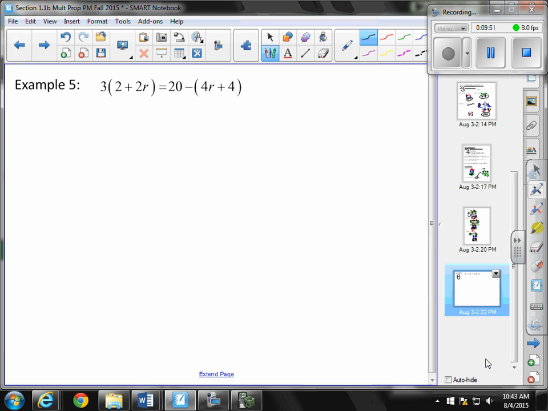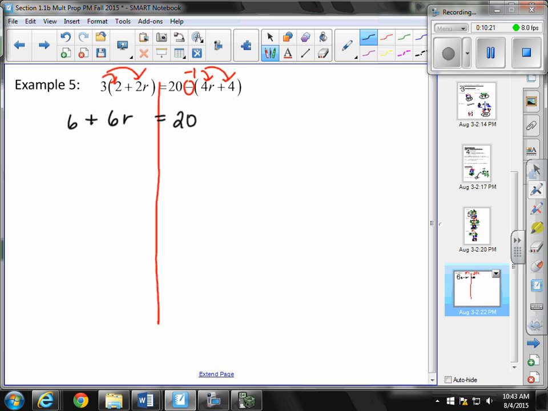And the last problem in this section, this time a little bit more complicated. There's more stuff to do here. We're going to distribute first to get rid of our parentheses. 3 times 2 is 6, plus 3 times 2r is 6r, equals. Now here, the only thing we're distributing is that negative sign. You can think of it as we're multiplying each term by -1. 20. -1 times 4r is -4r. -1 times 4 is -4.